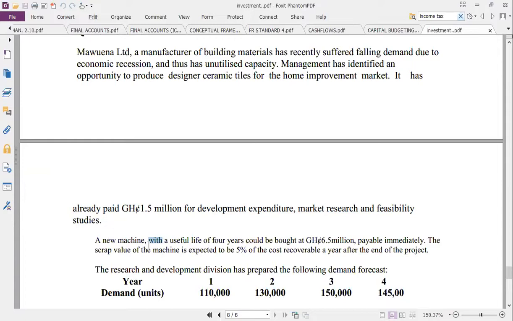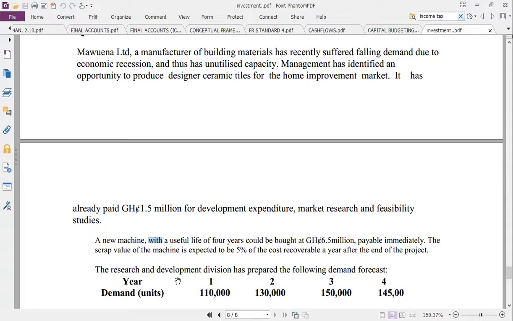It's a past cost. Whether Mauna and I take this project or not, that 1.5 million has already been incurred. So it has no bearing on this project. Now let's continue. A new machine with a useful life of 4 years could be bought at 6.5 million, payable immediately now, year zero.